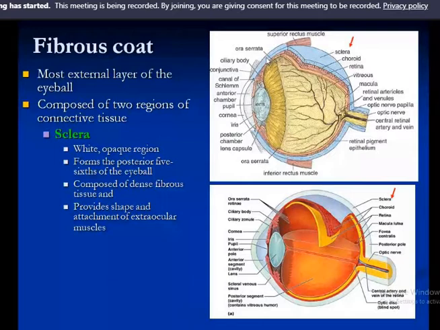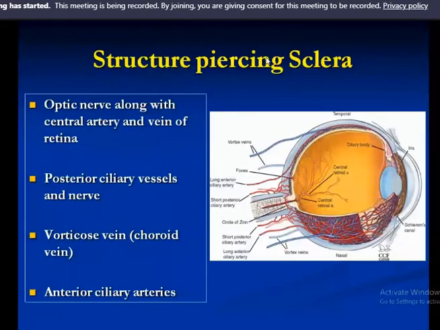Now, in this diagram, you can see the various structures which will pierce the sclera. Over here, this one is known as the optic nerve. In the middle part of the optic nerve, can you see the artery and the vein? Those are known as the central artery and the central vein of the retina. These will pierce the sclera. Next, we have the posterior ciliary artery and vein. These posterior ciliary vessels will also pierce the sclera.